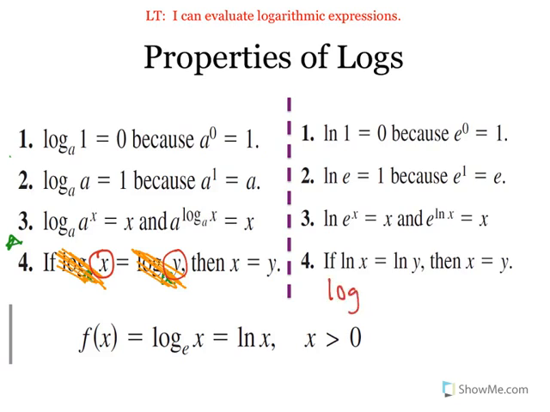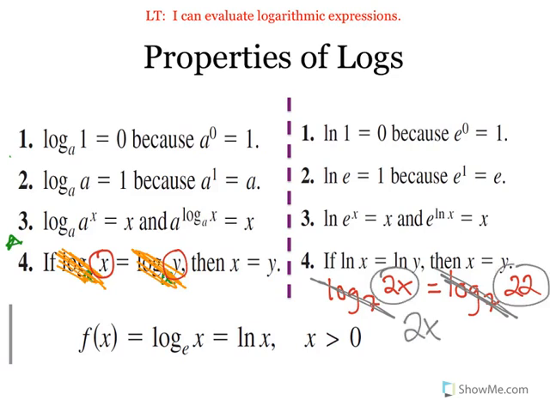So let's say I had log base 7 of 2x equals log base 7 of 22. Based on this property, I would be able to say both of these pieces have log base 7. I can drop the log base 7 and then set what's left equal to each other and get my answer.